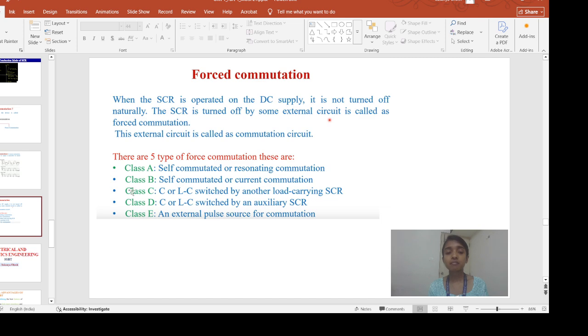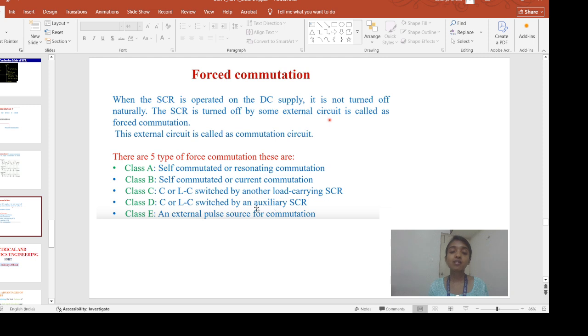In these different classes we mainly use an LC oscillator circuit, meaning an inductor capacitor oscillator circuit. It is controlled in such a way that when the oscillation reaches a particular point where the current flowing through the SCR becomes zero, the SCR can be turned off naturally. That means we need to take help of some external circuitry. That is why it is called forced commutation.